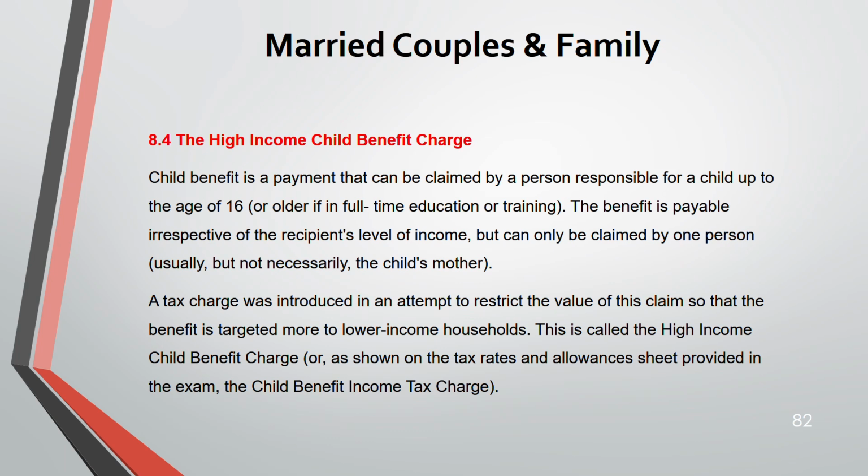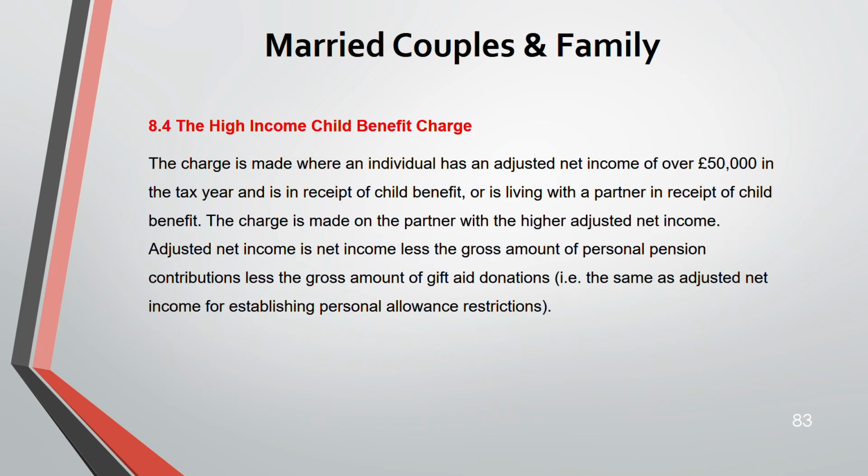If you are a high income earner, there will be a charge on you for claiming child benefit. This charge is given in your tax rates and allowance sheet in your exam, known as the child benefit income tax charge. The charge is made when your adjusted net income exceeds 50,000 in the tax year and you are in receipt of child benefit. When you are receiving the child benefit in the particular tax year and your adjusted net income is more than 50,000, then the charge arises.